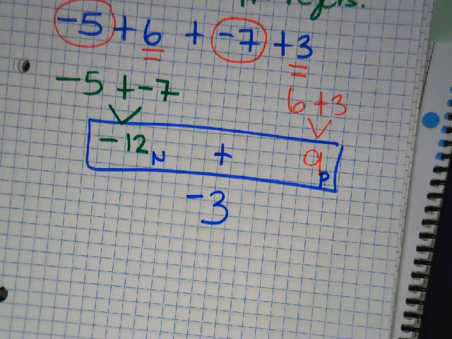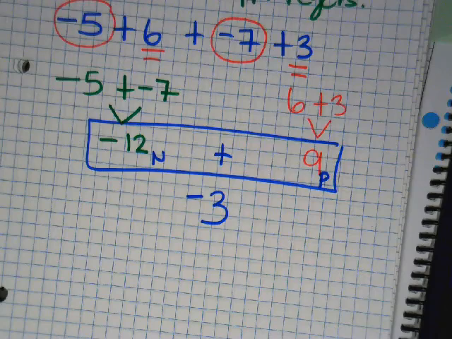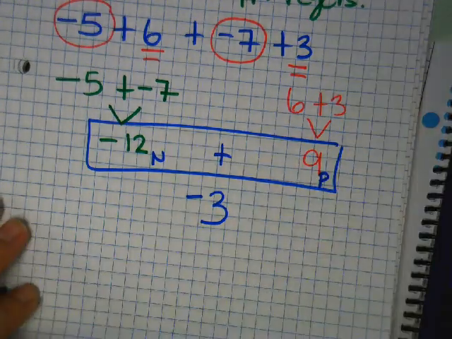Good. So we have all of these numbers. The way we tackle it is we add all the negatives first, then the positives, and then at the end, put those 2 together. And because they're different signs, we're going to subtract.